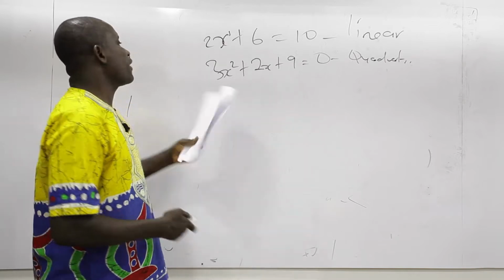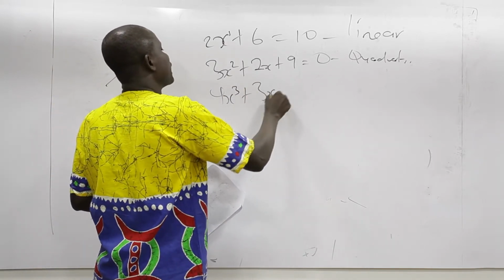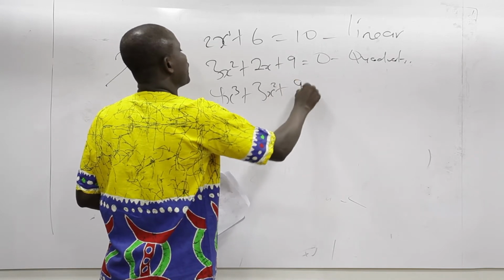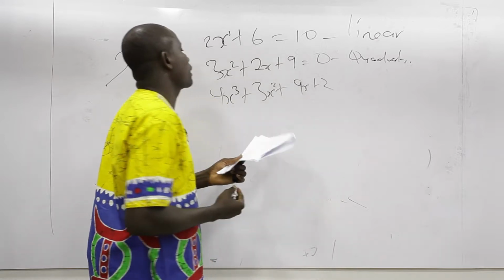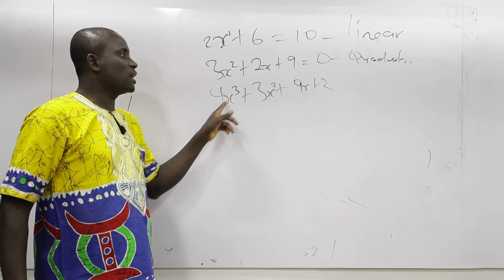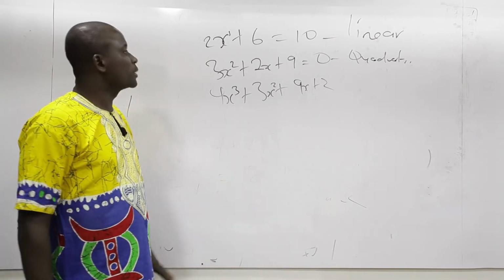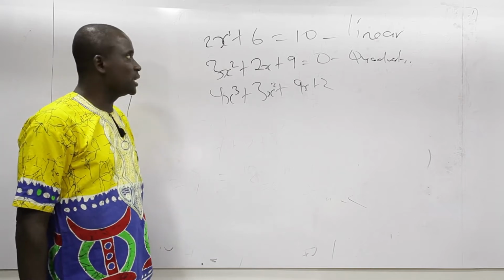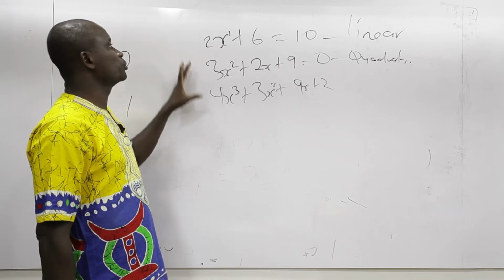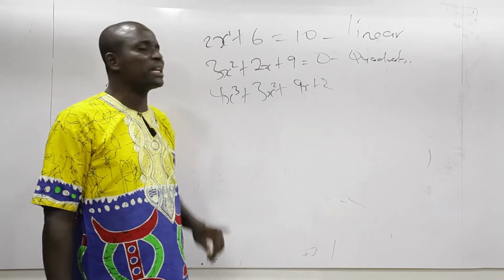If I have, let's say, 4x cubed plus 3x squared plus 9x plus 2, this is cubic. Because the highest power here is 3, when you solve this, we are going to get 3 values of x. I'm repeating. We are talking about linear equation. At a certain point in time, we shall be dealing with quadratics, but I want to make this clear to you. This is a linear equation because the highest exponent is equal to what?